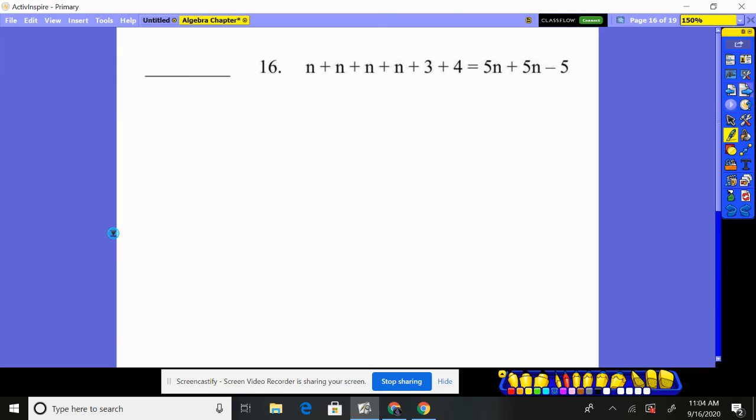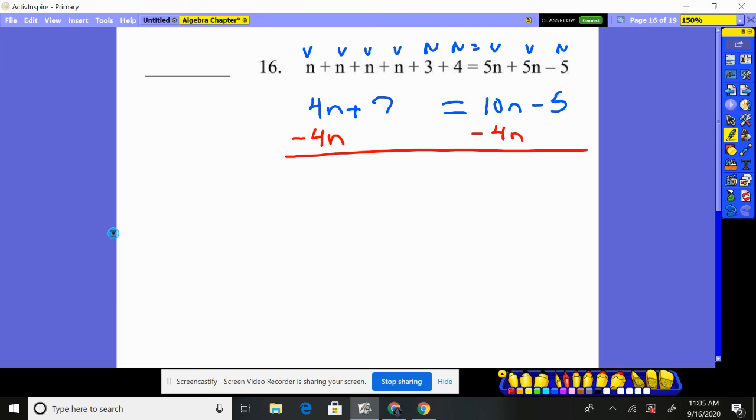Number 16. We have a variable plus a variable plus a variable plus a variable plus a number equals a variable plus a variable minus a number. Wow, we got a lot of things put together here. That's 4 n's plus the number 7 equals 10 n's minus 5. All right, so I see 4n and 10n. I'm going to move the smaller one. So I'm going to move the 4n over is what I like to do. Goes away here. 0 plus 7 is 7 equals 6n minus 5.